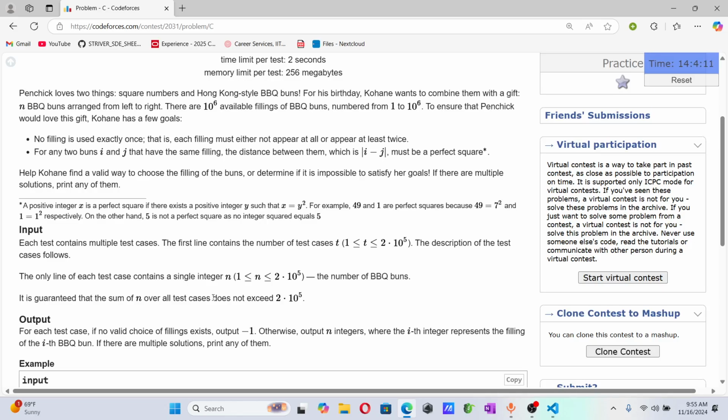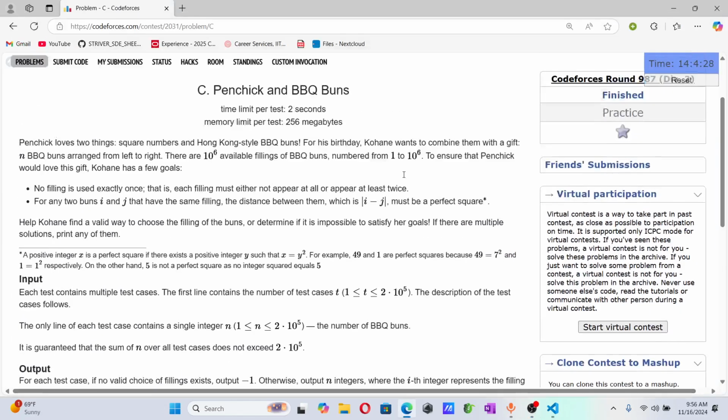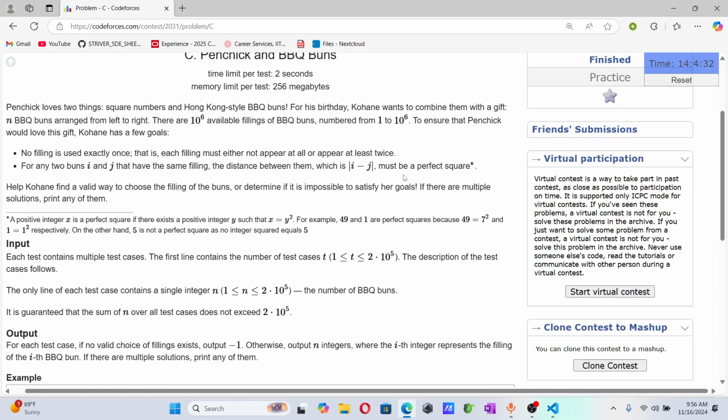When we close two things, square number and Hong Kong side. What the F, man, why are you doing this? I don't like this at all. Why the hell do they give this much of a story? Seriously, why? Whatever, let's get to the question.